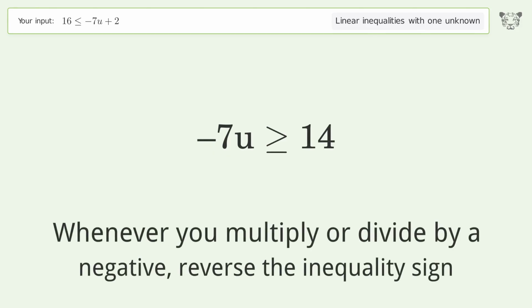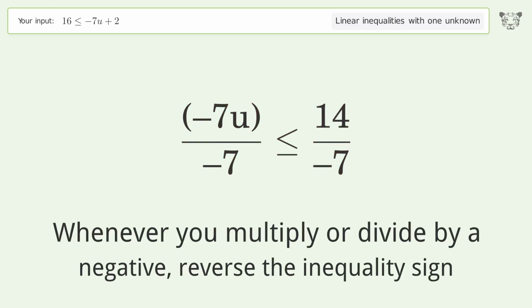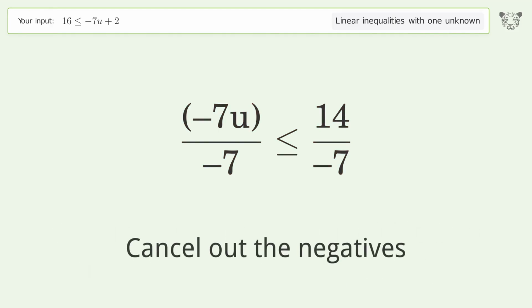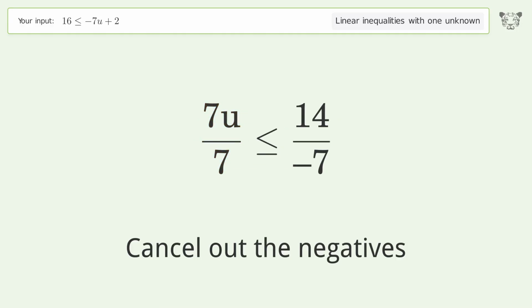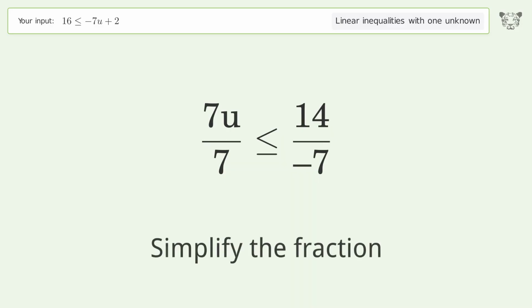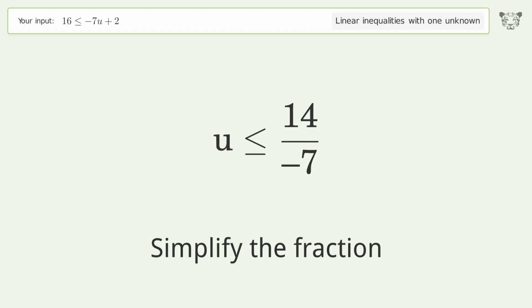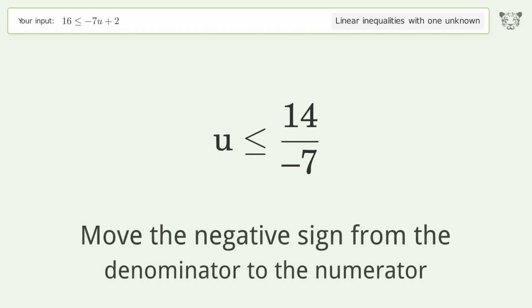Whenever you multiply or divide by a negative, reverse the inequality sign. Cancel out the negatives. Simplify the fraction. Move the negative sign from the denominator to the numerator.